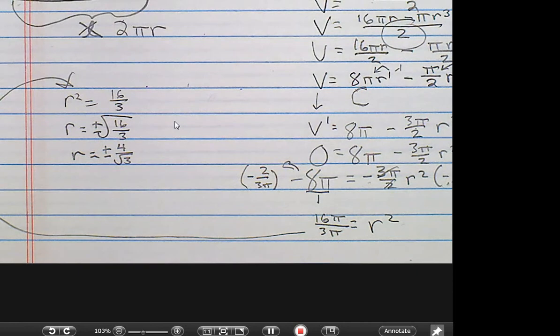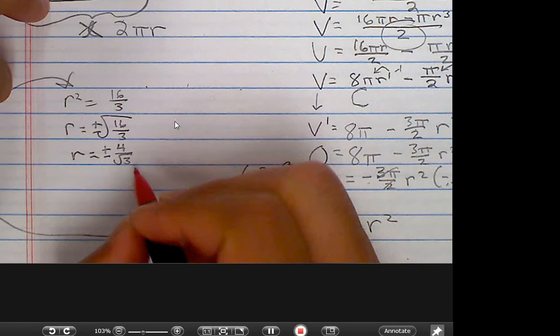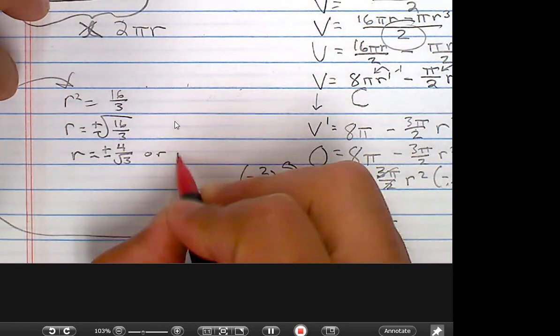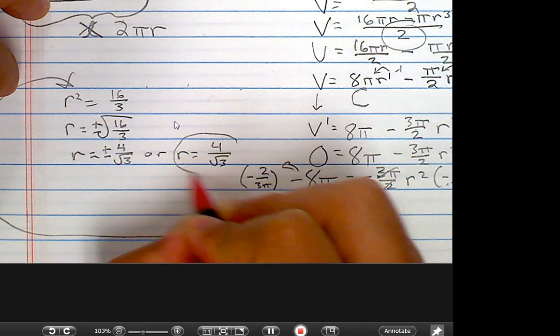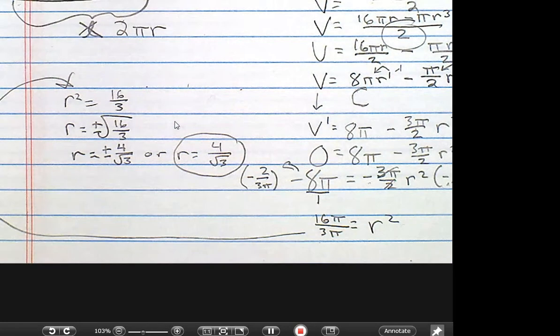Now, can you have a negative radius? So r equals 4 over the square root of 3. This is the radius that is going to maximize your volume. So we also need to find the height. What do y'all want to do to find the height? Plug it back in there.